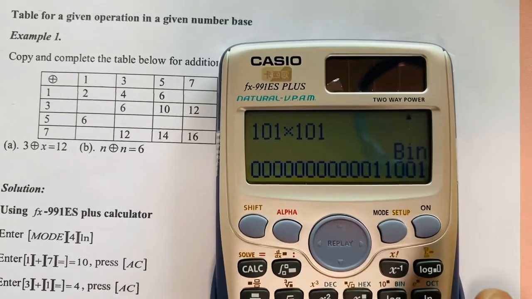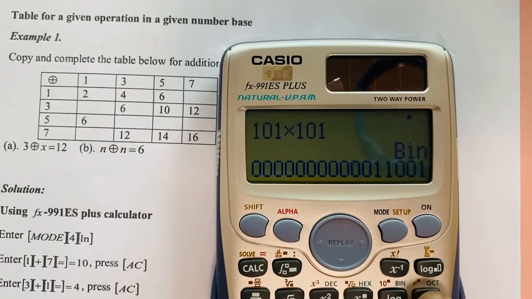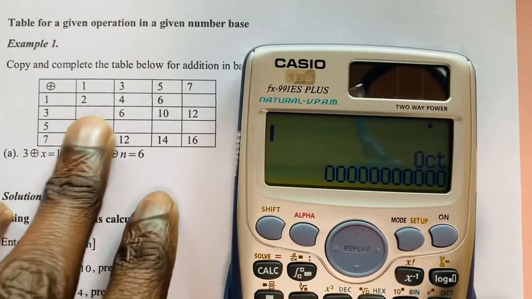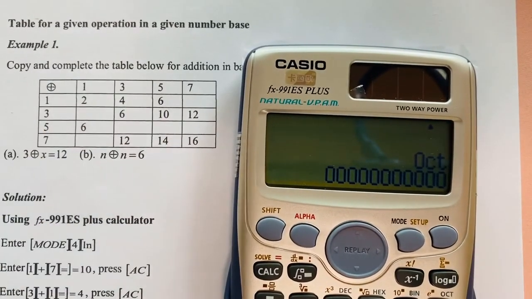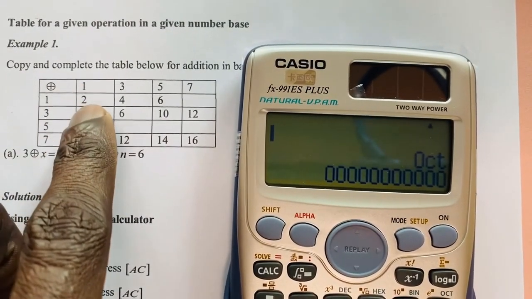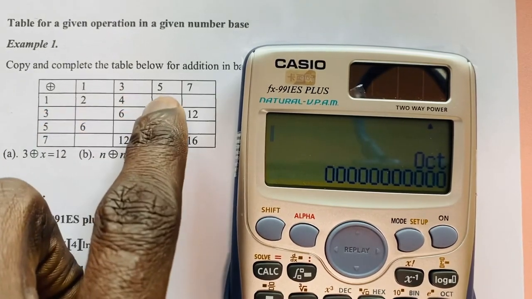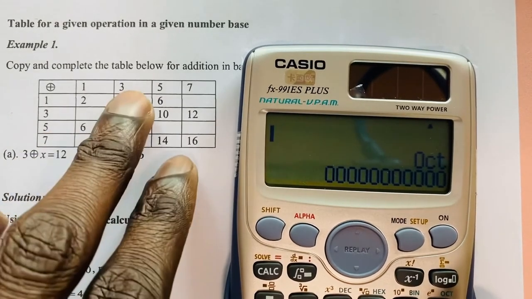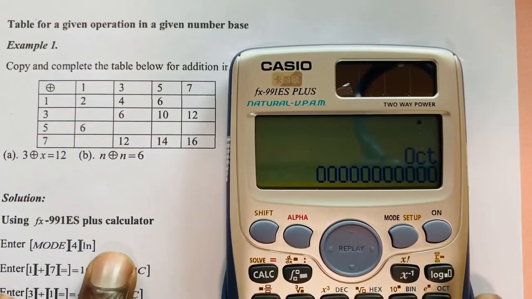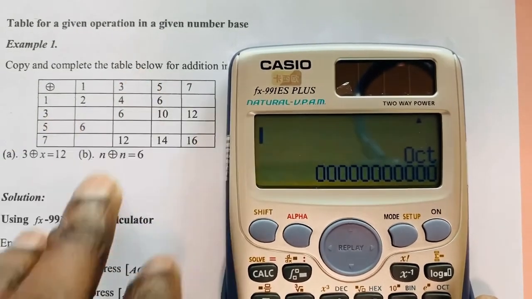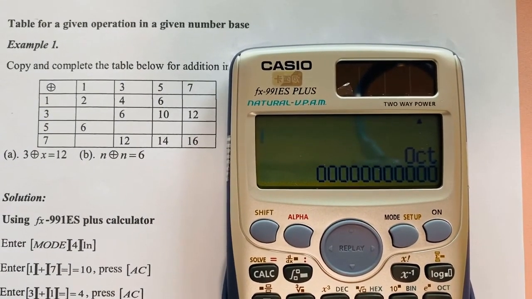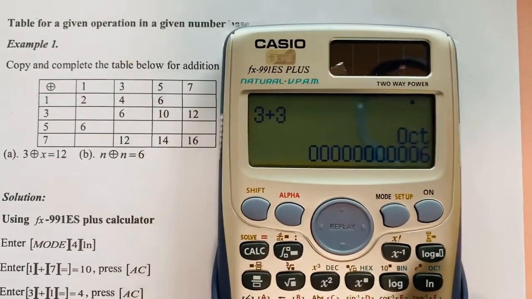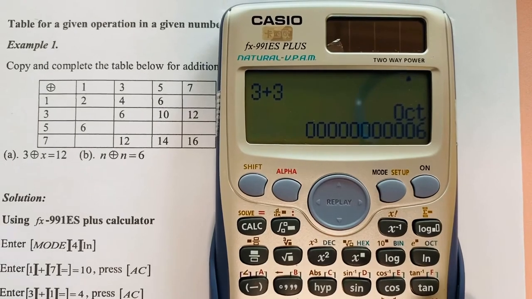So we are in base 2 now on the calculator. We change to base 8, and you go to AC to reset, and you start to enter the values to get the answer. This is addition. So 1 plus 1, you get to here. 1 plus 3, 1 plus 4, 5, 1 plus 7. Let's look at 3 plus 3 and see the answer. Okay, 3 plus 3 gives you 6, right? There we go.